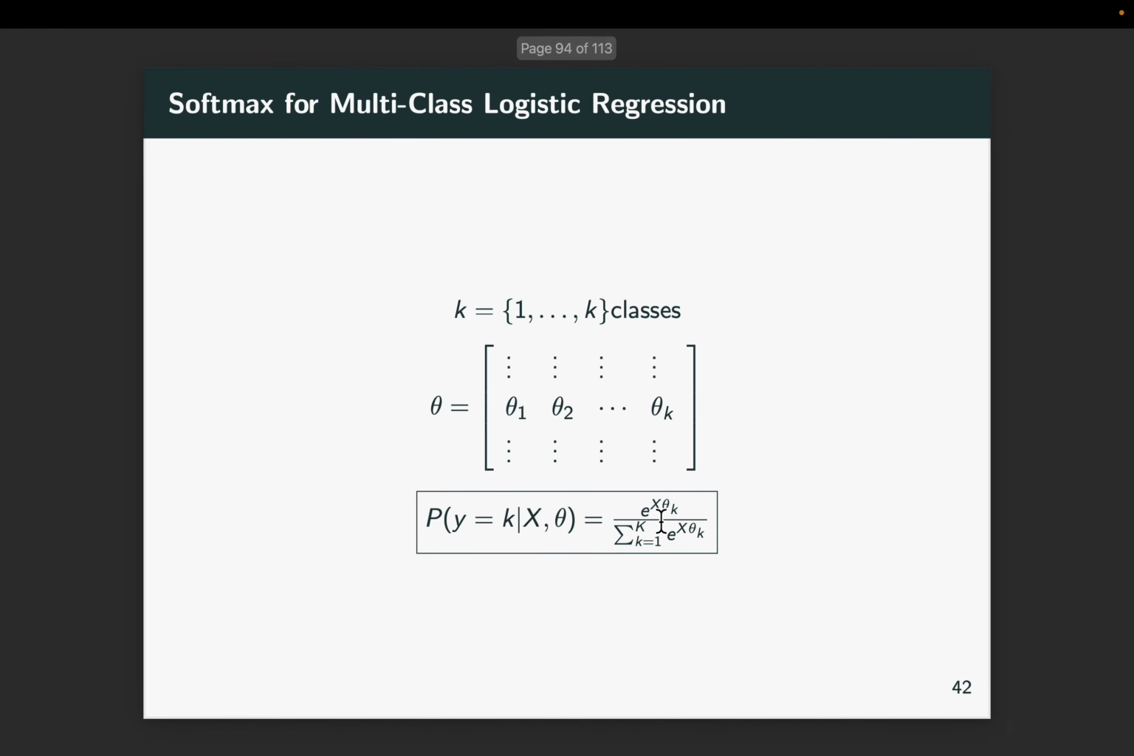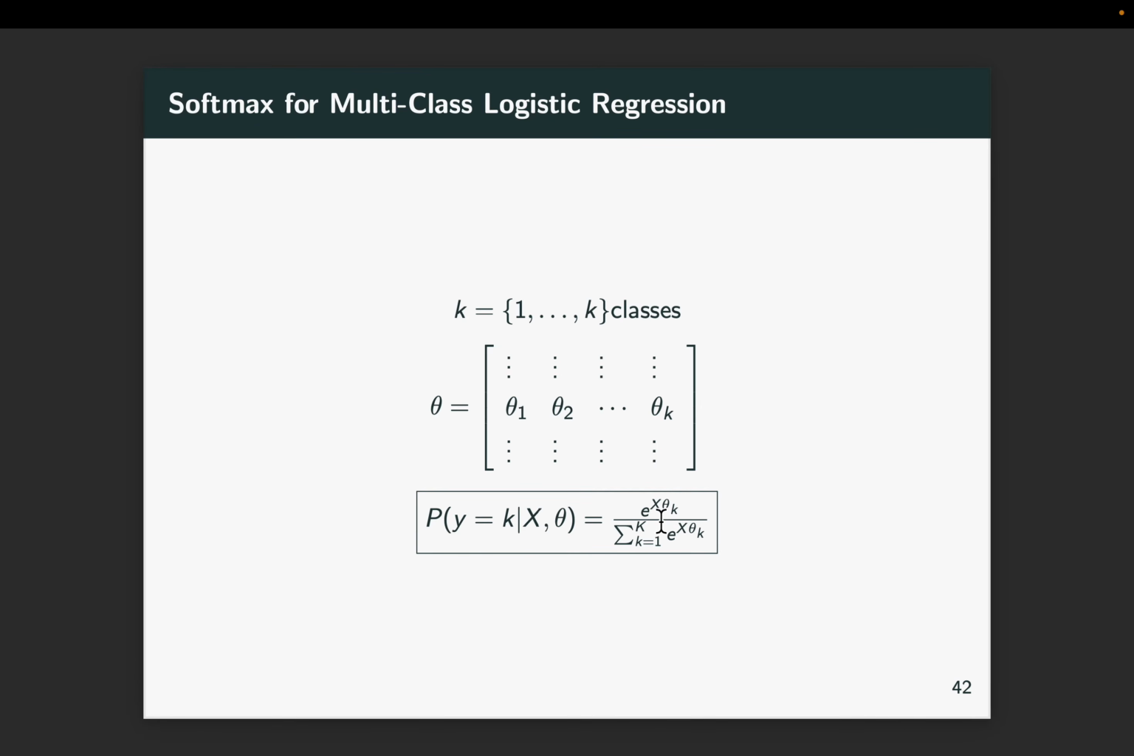Now, a question for you to try and solve at this point is, can you show that for two class problems, the softmax or the multi-class logistic regression setup would come out to be the same as the two class binary logistic regression setup where we use the sigmoid function, or how the softmax is a generalization of the sigmoid function?